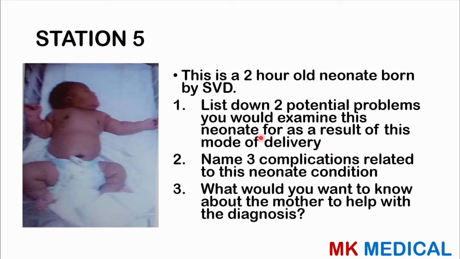Station 5. This is a 2-hour-old neonate born by SVD. List down 2 potential problems you would examine this neonate for as a result of this mode of delivery. Name 3 complications related to this neonate's condition. What would you want to know about the mother to help with the diagnosis? So I will give you 2 seconds to think through this question.